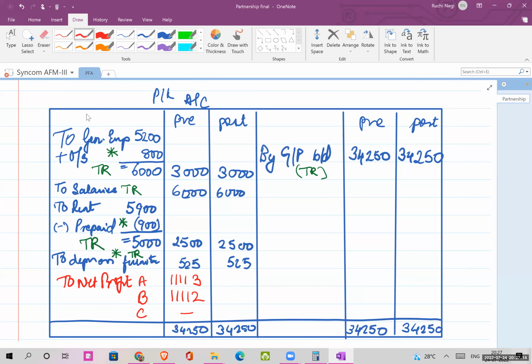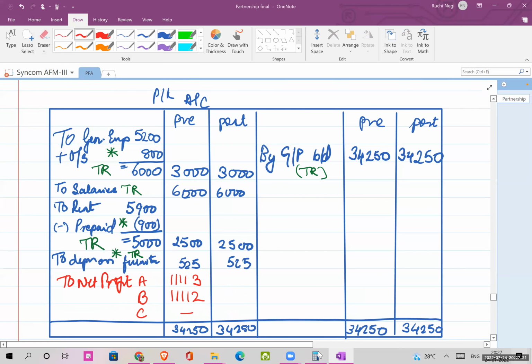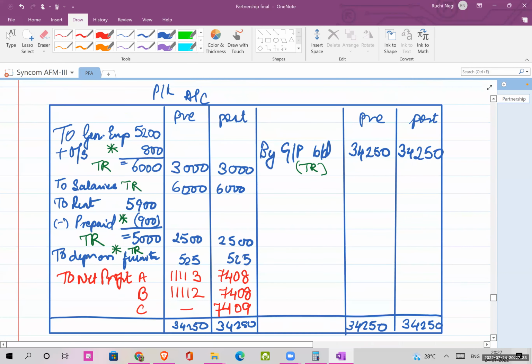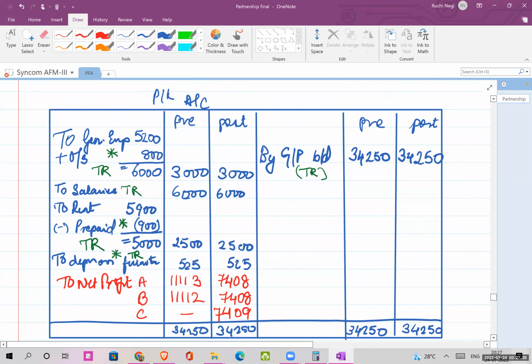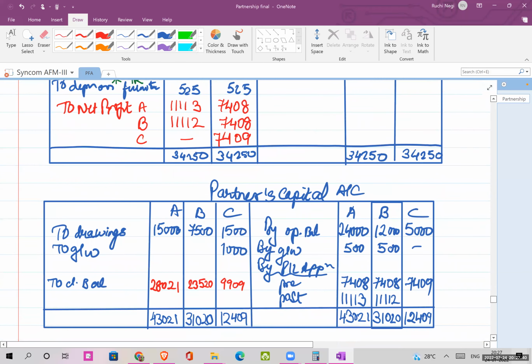अभी लेट्स क्लोज द अदर वन. This same divided by 3. Okay, so 7,408. And to balance it, I will take 7,409 करके. Okay, this is what I'm doing. Then take it to partners capital. I'll just interchange this. Okay, this is post, this is pre.